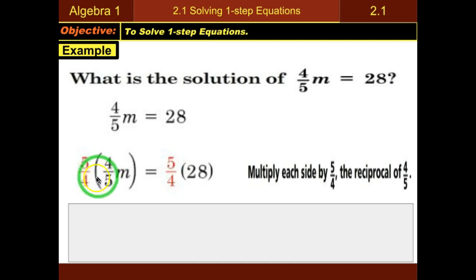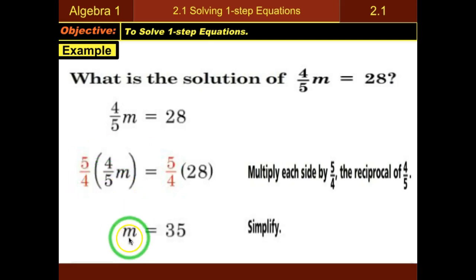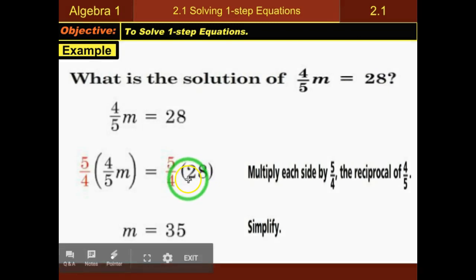5 times 4 is 20. 4 times 5 is 20, so that's a fraction that's 20 over 20. 20 over 20 is 1, so 1 times m is m. Now this one I could do in any order I want. Remember, I can write this as a fraction if I want by doing that.